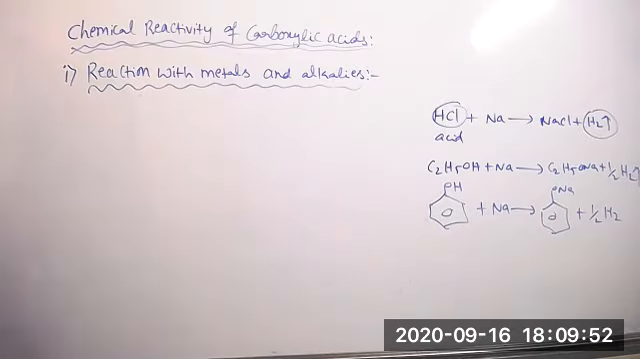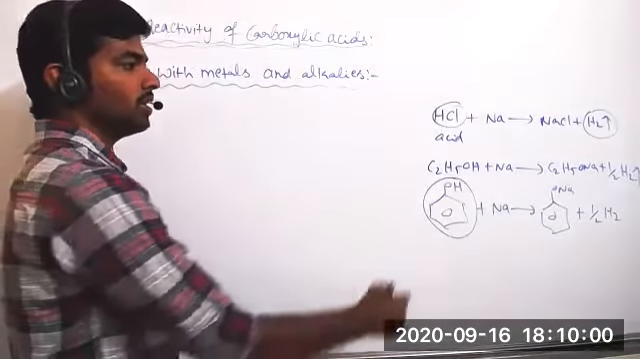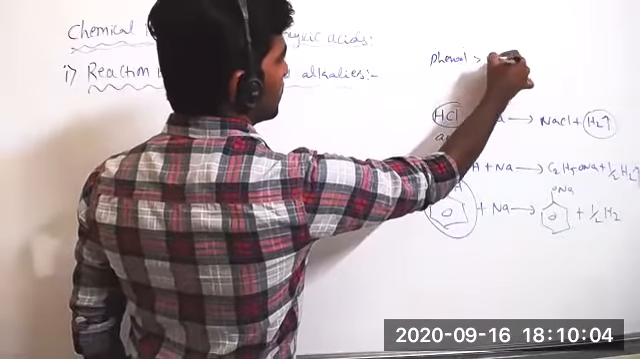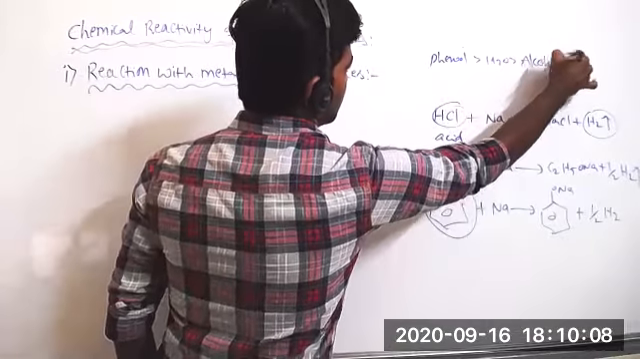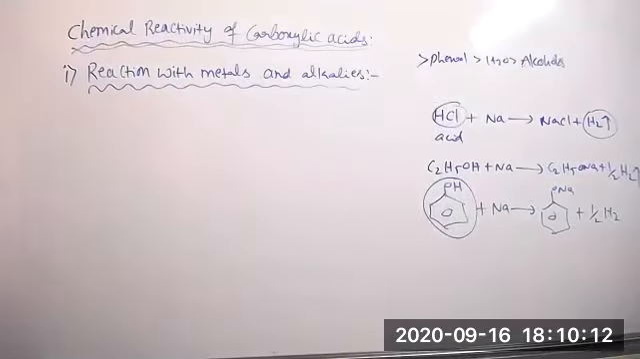Carboxylic acids, as the name itself says, are acidic in nature. And carboxylic acids are more acidic than phenols. I think I already gave you the order. Phenols are more acidic than water and alcohols. But carboxylic acids are more acidic than phenols, water and alcohols.